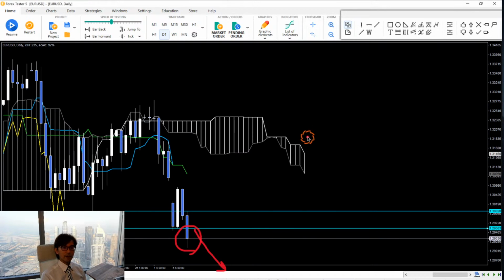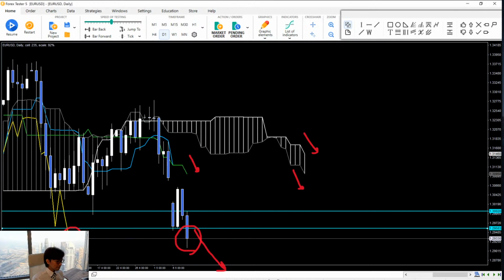Now we also have Kumo, Senkou span B pointing down, Senkou span A also pointing downwards, and Kijun-sen also pointing downwards, and the Chikou span below the candles. Oh, hold on, let me squeeze my screen so that you can see the Chikou span clearly. Okay, so you can see the Chikou span is below the candles here, and this is the potential new downtrend.